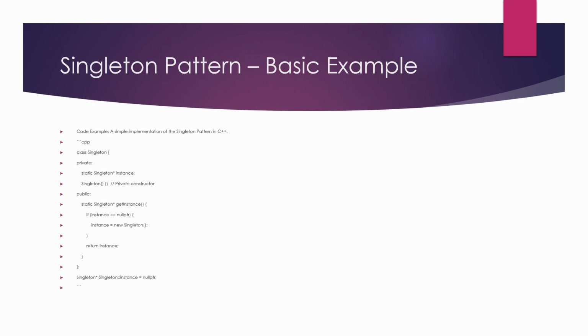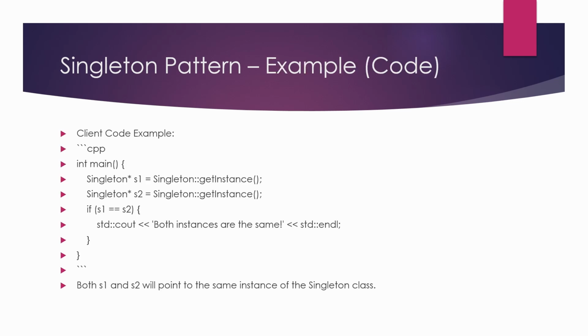Here's a simple implementation of the singleton pattern in C++. The class has a private constructor and a static instance variable. The getInstance method ensures that the instance is created only once and returns the single instance when needed. In the client code, we can see how the singleton instance is accessed. Even if we call getInstance multiple times, both S1 and S2 will point to the same instance of the singleton class, ensuring that only one instance exists.